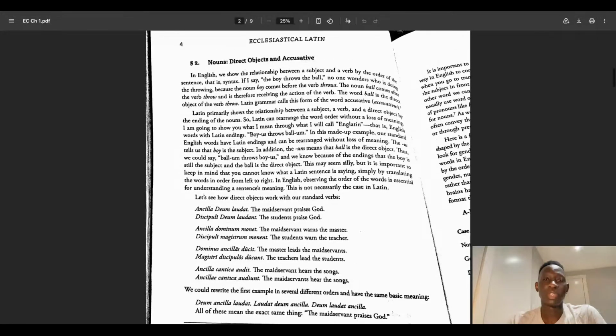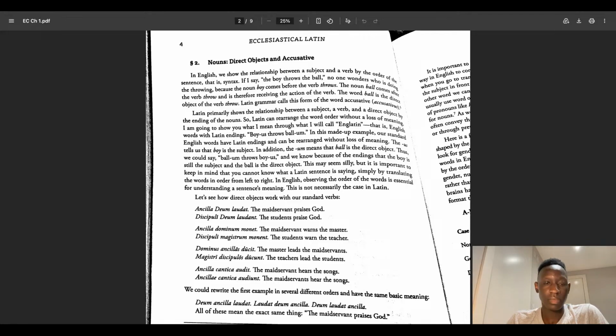Nouns, direct objects, and accusative. In English, we show the relationship between a subject and a verb by the order of the sentence, that is, syntax. If I say, the boy throws the ball, no one wonders who is doing the throwing because the noun boy comes before the verb throws. The noun ball comes after the verb throw and is therefore receiving the action of the verb. The word ball is the direct object of the verb throw. Latin grammar calls this form of the word accusative.